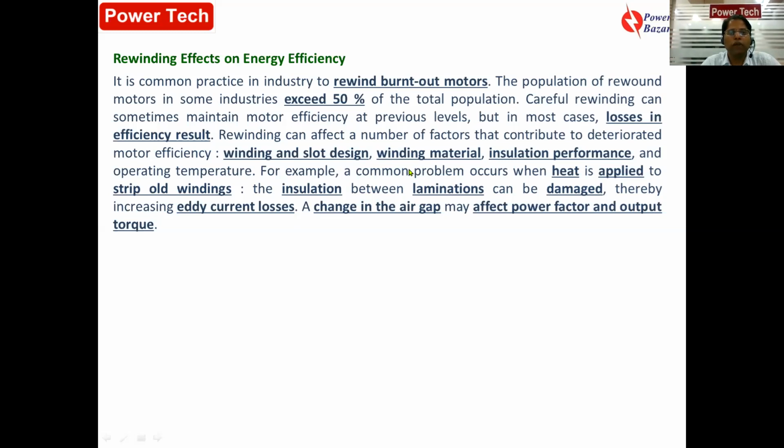Normally in industries we use color codes: green, yellow, orange, red. Green means the winding has not been changed at all, yellow means the winding has been changed 1 time, orange means 2 times, red means 4 times. So by marking motors with colors, if any motor has been marked red, next time before rewinding it should be discarded. By that we will have a good efficient system, and there will be no financial loss. It will be an energy efficient system.